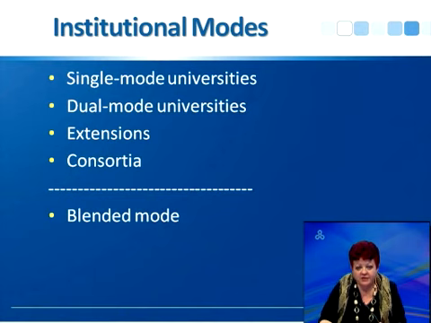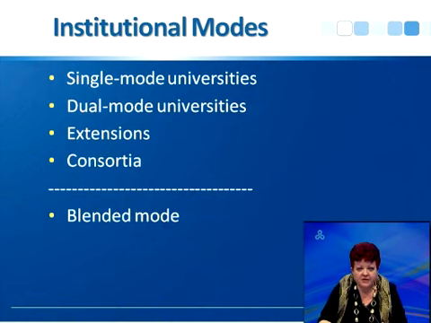The single mode universities are those universities that were established primarily for teaching distance students. The dual mode universities usually were in Australia and in Canada. They were campus-based universities that the government designated to teach also off-campus students. So they were teaching 2 types of students, off-campus and on-campus. Extensions is mainly an American mode.